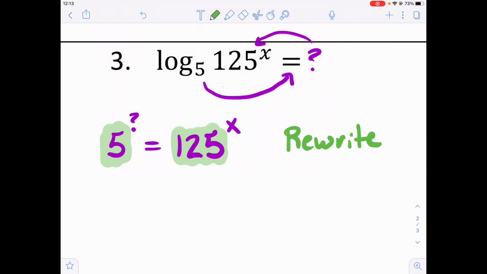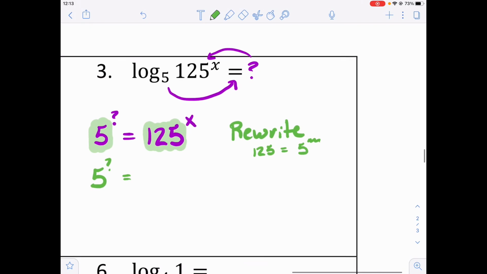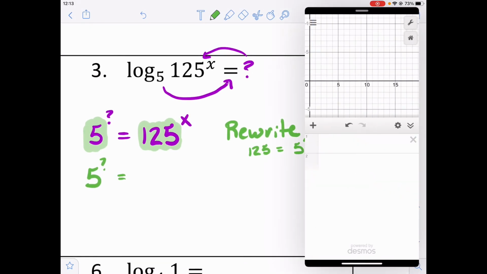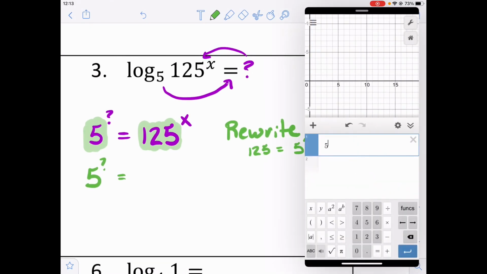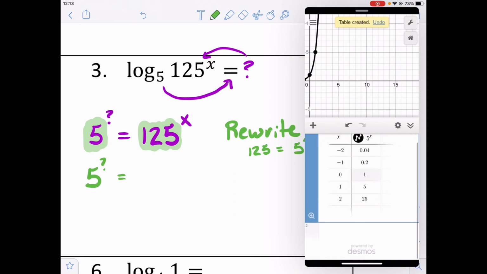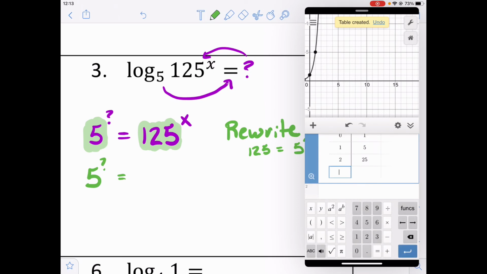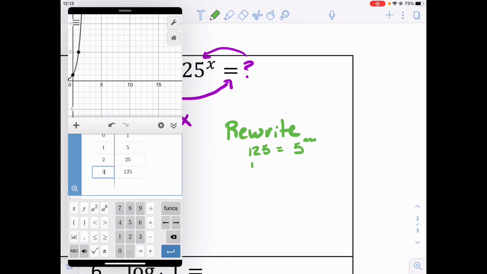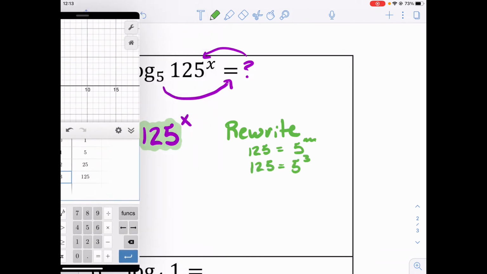And 5 is 5. You can't do much with that. So this is going to stay the same. So we need to say, can we rewrite 125 as a base 5 to some exponent? Well, let's play with it. Let's go to our 5 to the something. 5 to the x. Put it in here. Make a chart. We've got 0, 1, 5, 25. If we put in 3, oh, there we go. So we know that 125 is equal to 5 cubed.